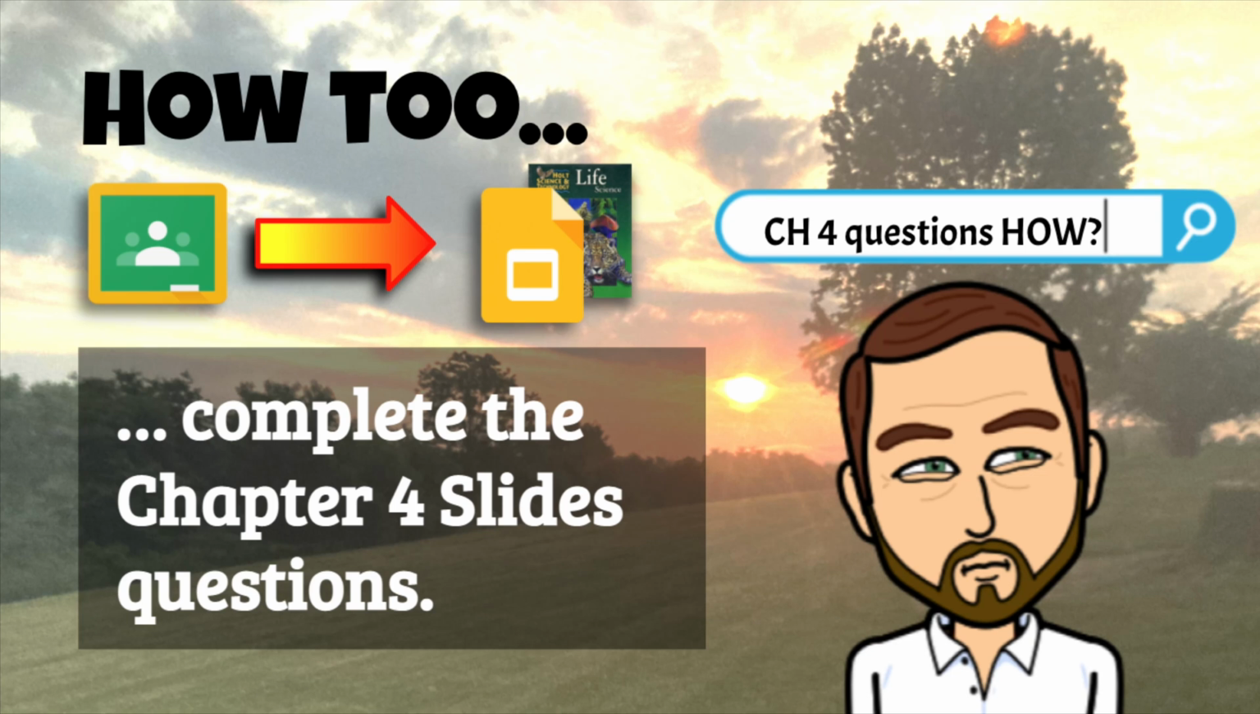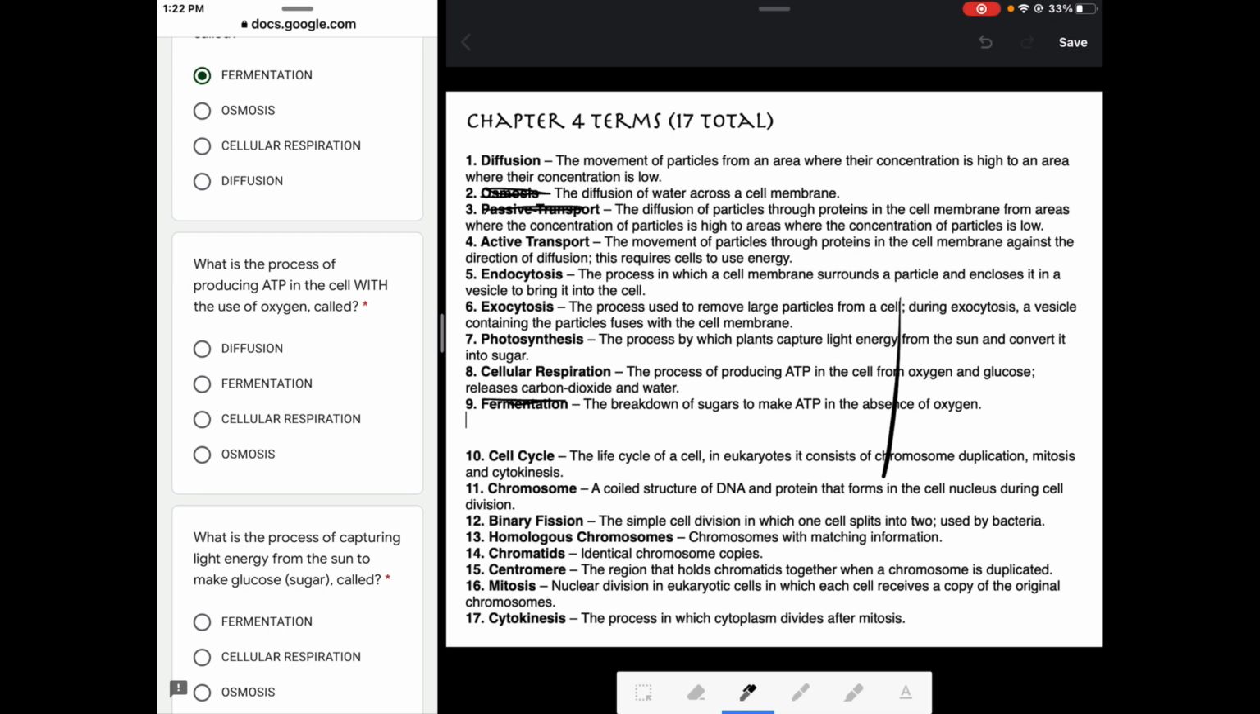So today, hopefully you got your chapter 4 terms done. If not, split screening and writing on the picture as you go would help.